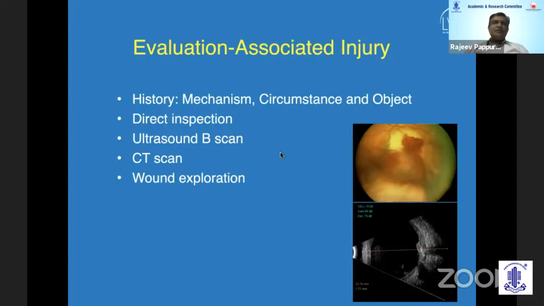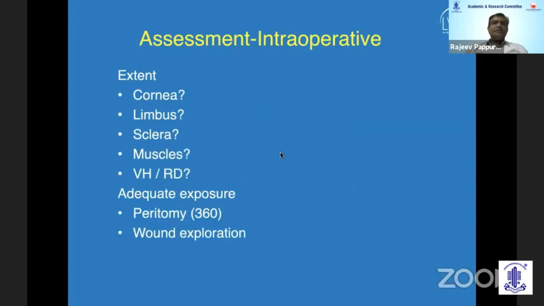Sometimes you might not be able to do a complete assessment pre-op. You may have to go for intraoperative assessment once you have taken up the patient for a scleral tear repair. So first examine the patient before you jump in and start doing a scleral tear repair.